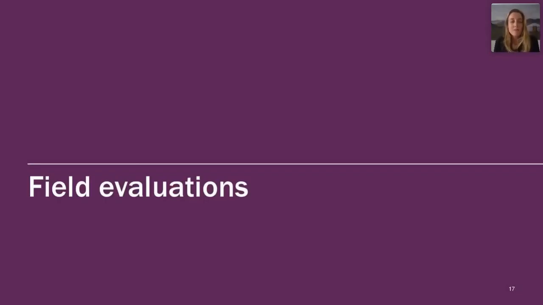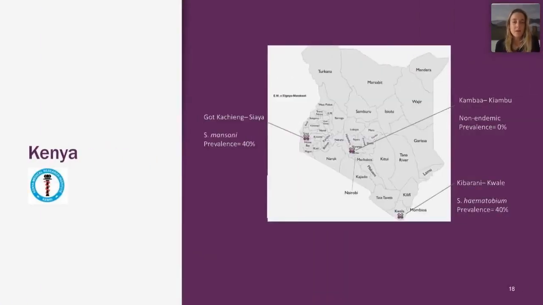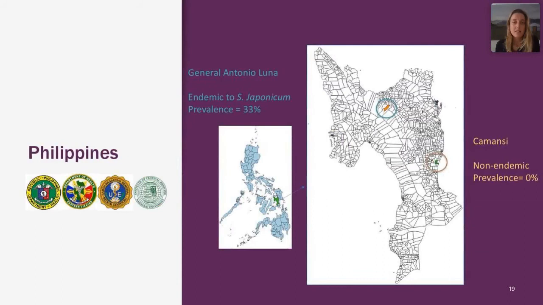The field evaluations have started now in the country, both in Kenya and the Philippines. In Kenya, we will be going to 2 schisto-endemic sites, one for mansoni and the other for haematobium. Then we'll be testing in a non-endemic area for specificity. In the Philippines, one of the schisto-endemic sites will be for japonicum, and we will also be testing a non-endemic site for specificity again.